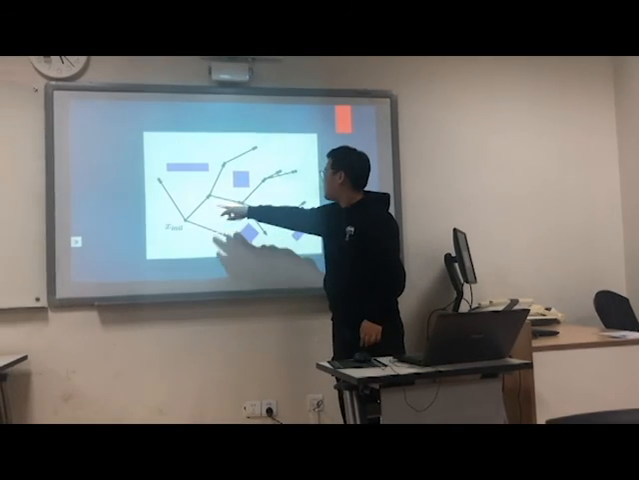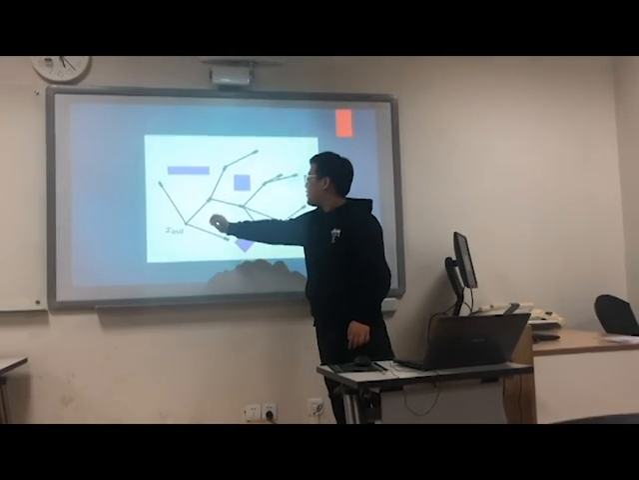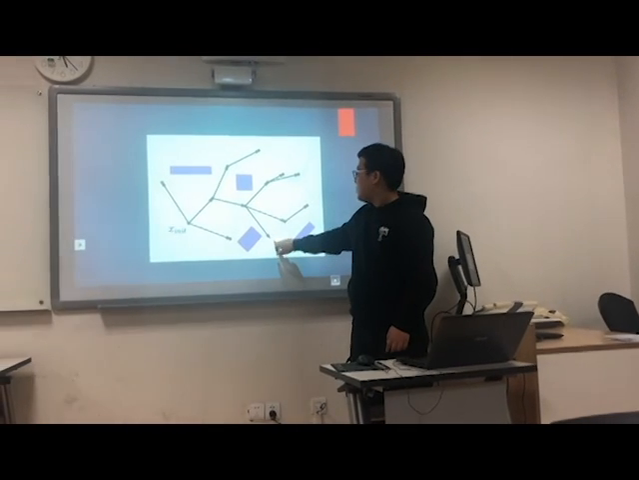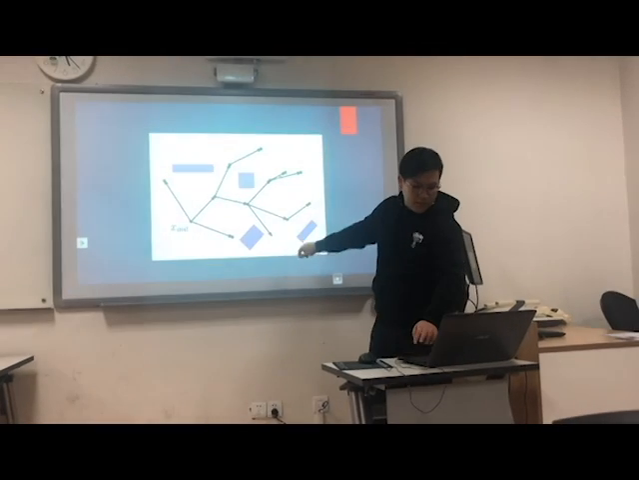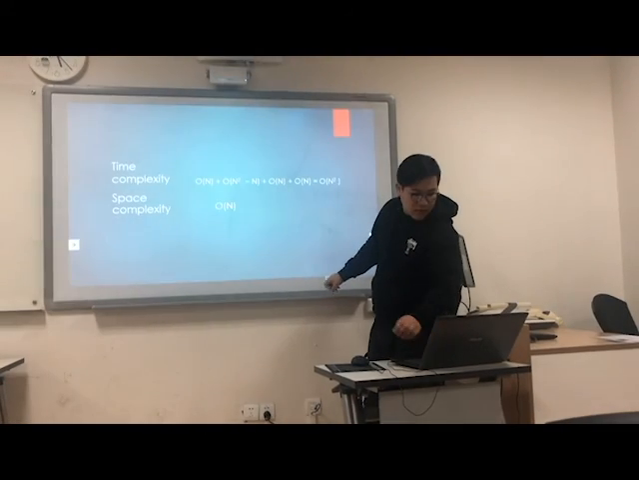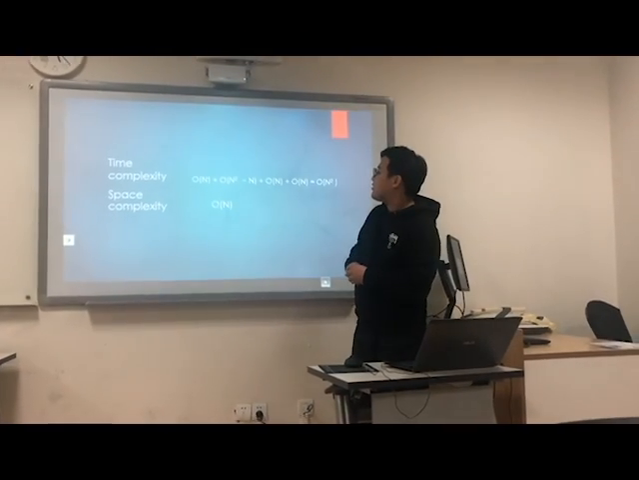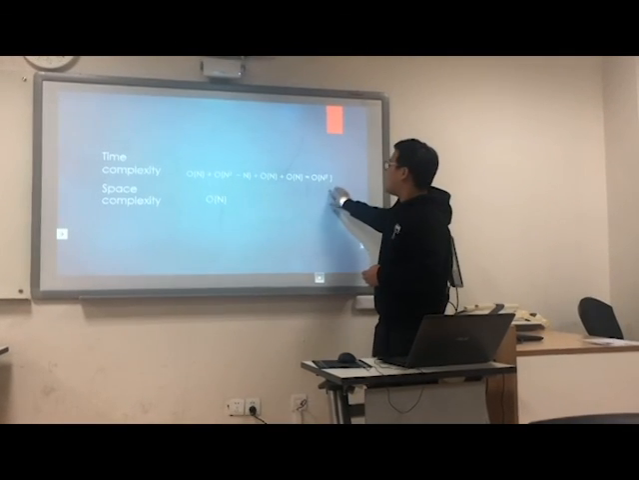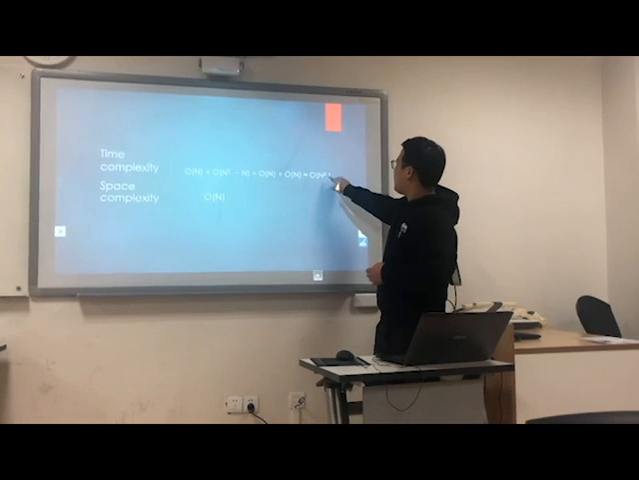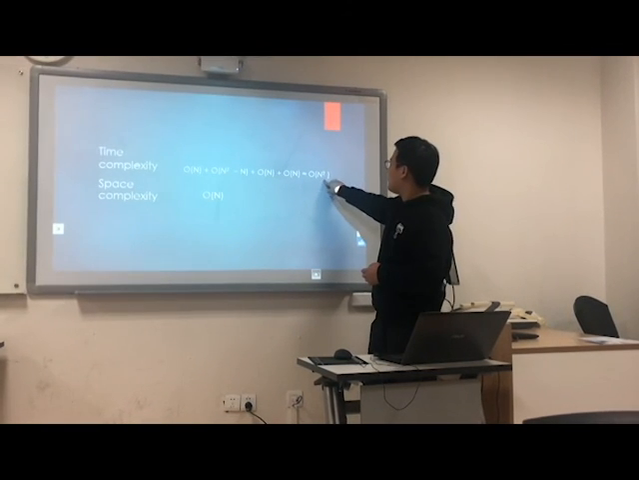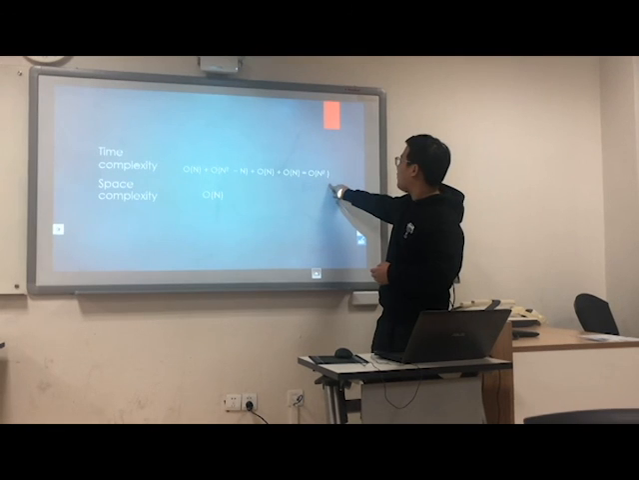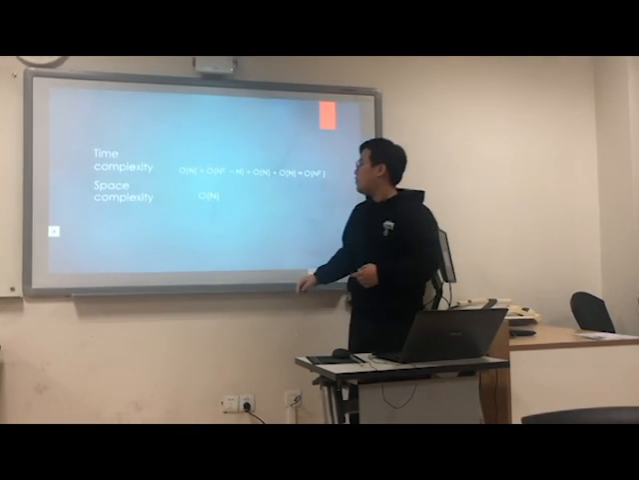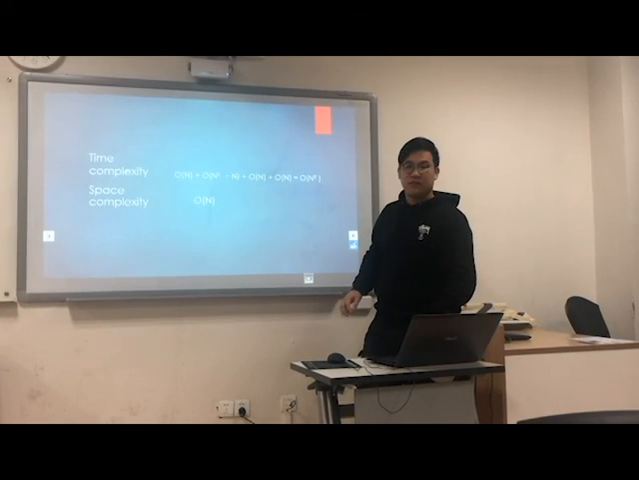Finally, we found the shortest path from the initial point to the random point. And here is the time complexity of the RRT algorithm. The time complexity of this algorithm is O(n squared), and the space complexity of this algorithm is O(n).